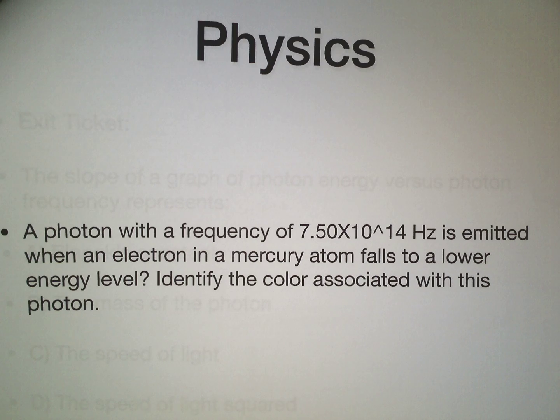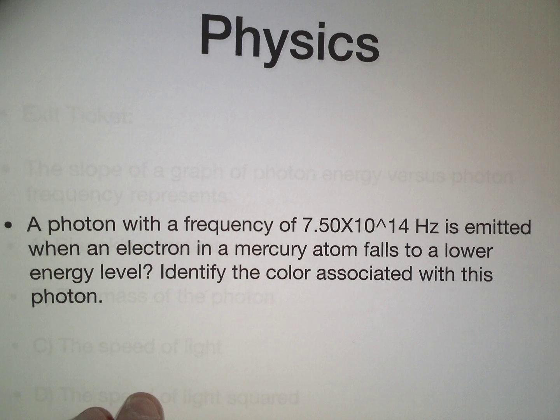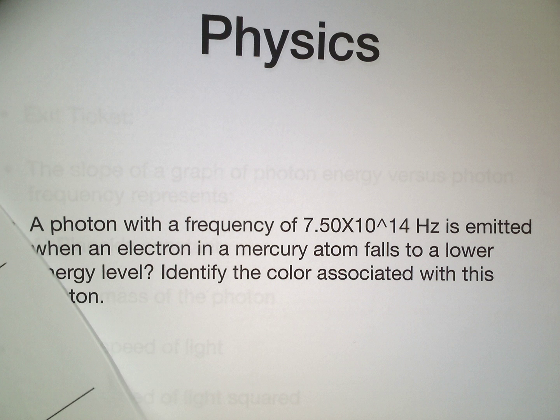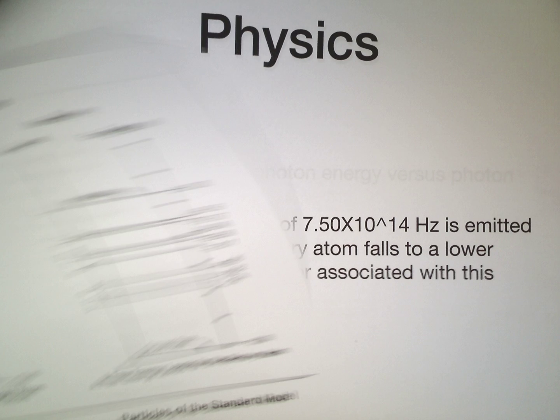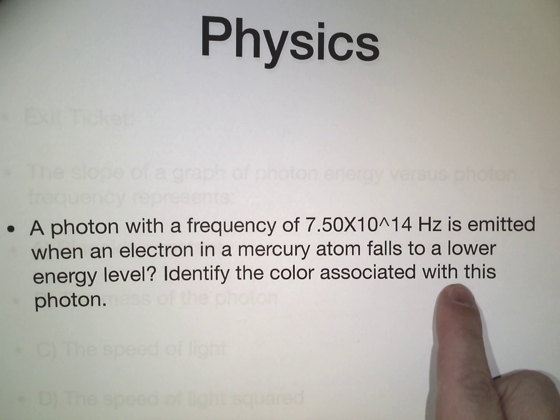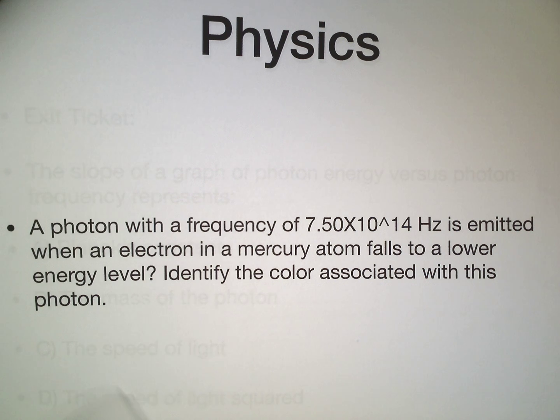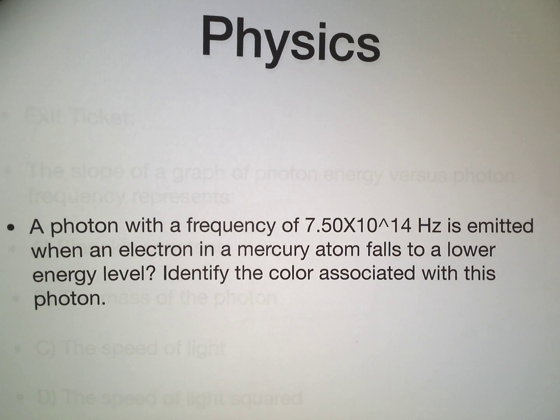It says, a photon with a frequency of 7.5 times 10 to the 14 hertz is emitted, that's hertz in frequencies, when an electron in a mercury atom falls to a lower energy level. Identify the color associated with this photon. Now this is another one that could be tricky, because some people might think you have to use this one. And I guess you could do it that way, looking at it falls to a lower energy level. It doesn't even say which energy level. So I can't even do that. But a frequency I know. What color is the light associated with this?